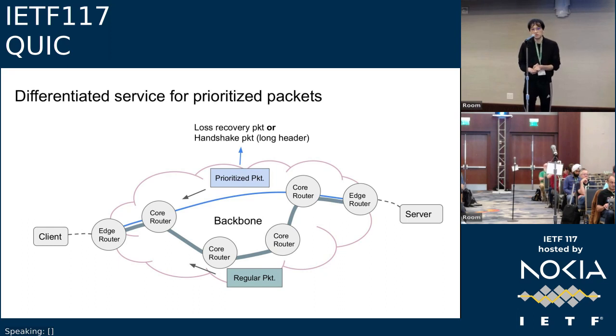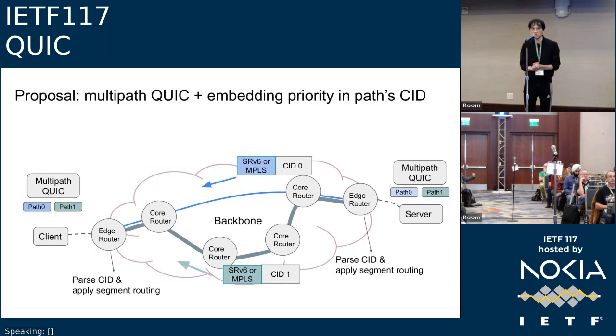The second type is differentiated service for prioritized packets. For example, for loss recovery packets, because you already have a loss, that means you have latency. You really want the loss recovery packet to go through the faster path as much as possible. Another type is the handshake packet, because we want to reduce the handshake latency. So we really want those two specialized packets to go through the prioritized premium path, while the rest of the packets, because maybe they're not that latency sensitive, go through the regular path to reduce cost. Next slide, please. And how can we implement this?